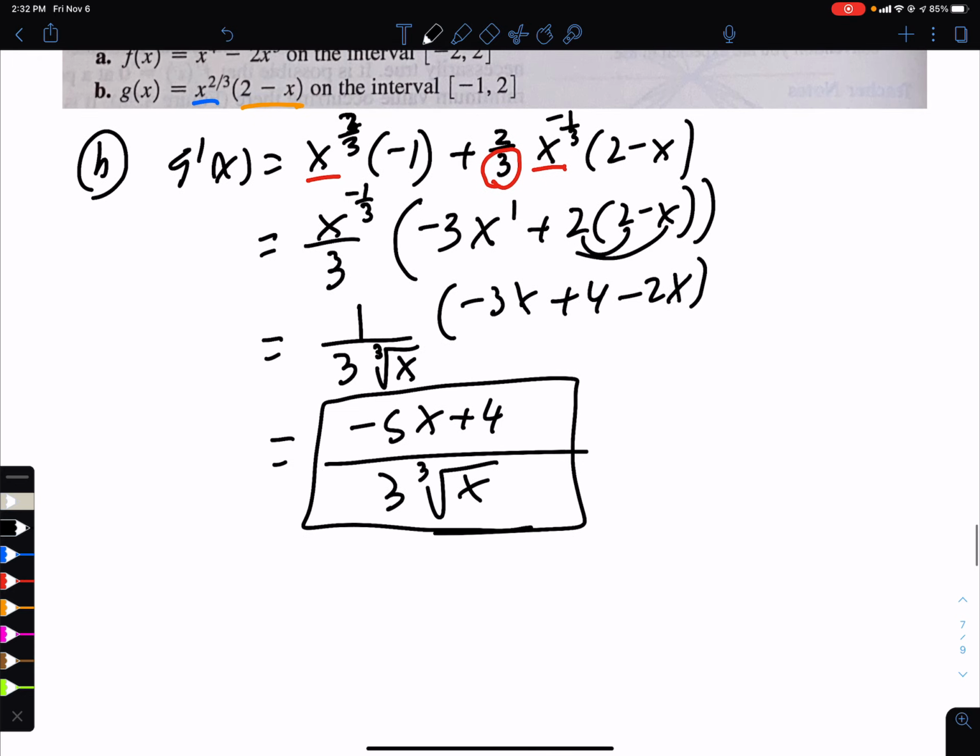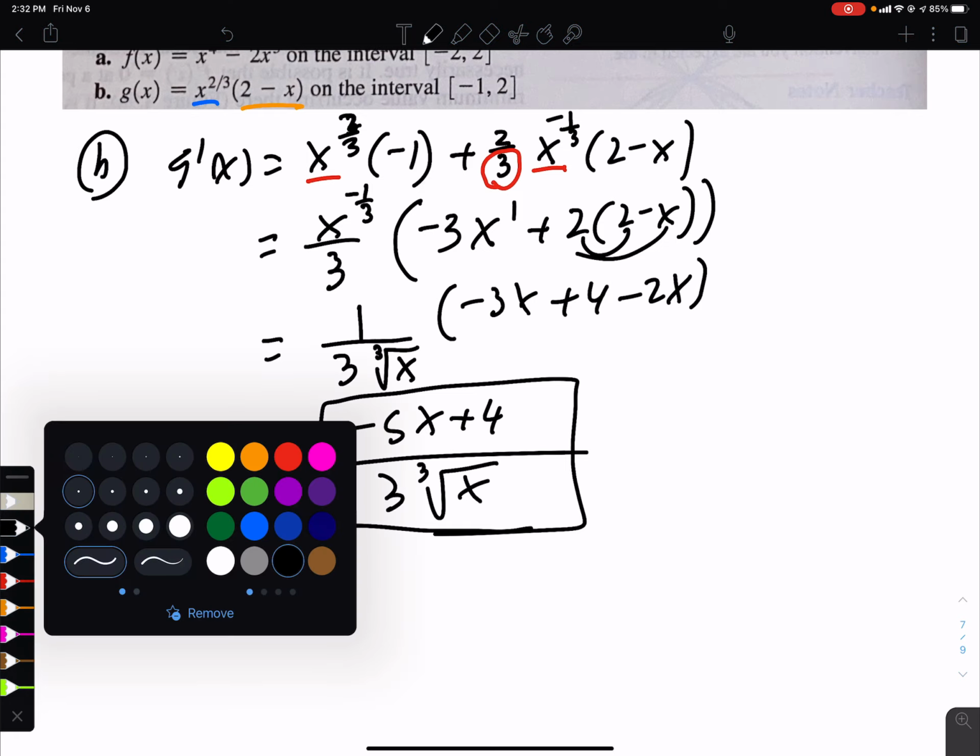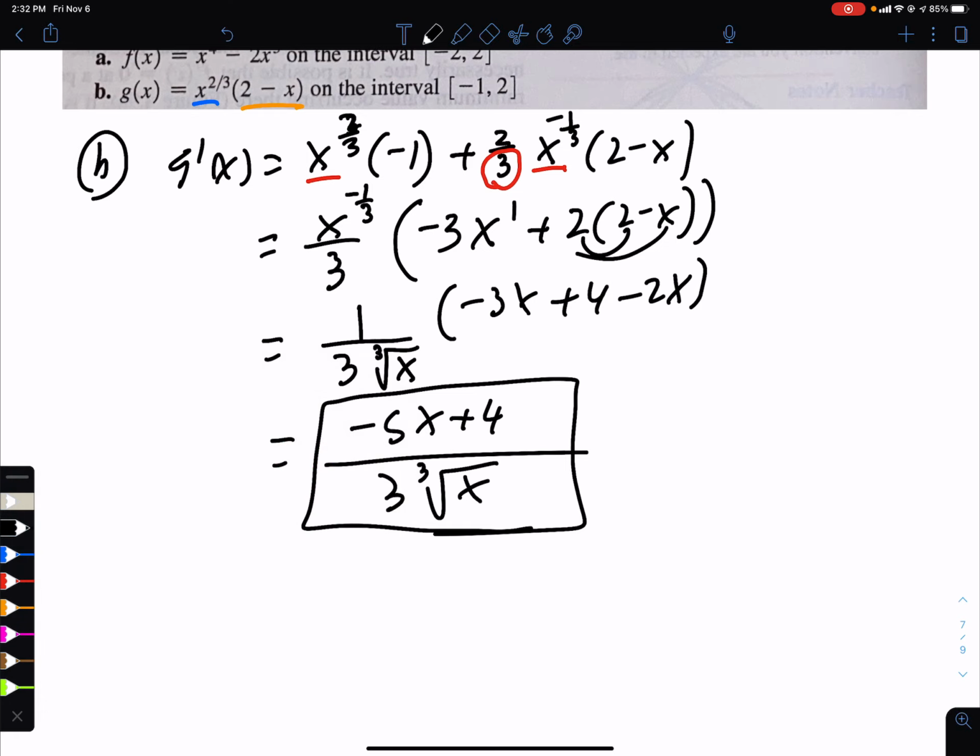Now the next question, we have to find critical points because we know max and mins occur at critical points or endpoints. So how do I set this equal to 0? A fraction is equal to 0 when the top is 0. You have to know that. So negative 5x plus 4 equals 0. If I solve for x, I get 4/5. There is one critical point where the derivative is 0.